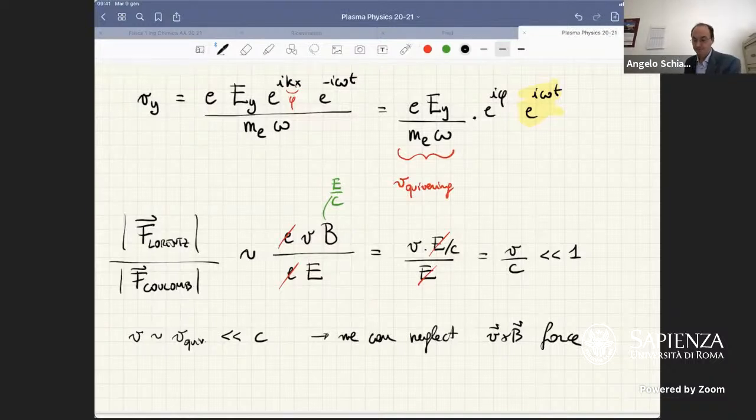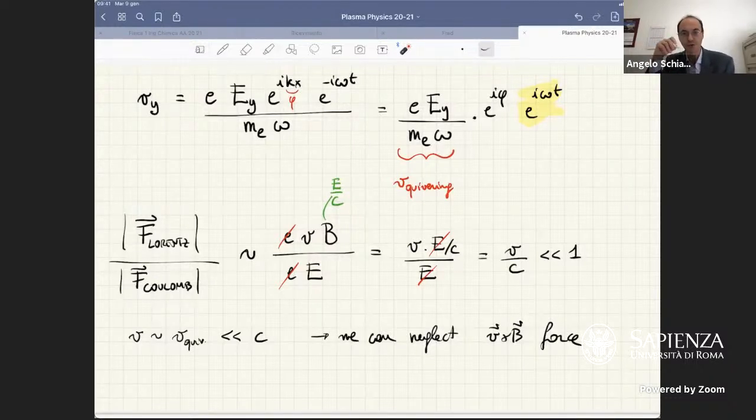And this is true for the non-relativistic term. A relativistic interaction of electrons with the light wave is when the electric field is so intense that the quivering velocity becomes comparable to the speed of light. In that case, the Lorentz force term becomes important and has to be included in the equation of motion.